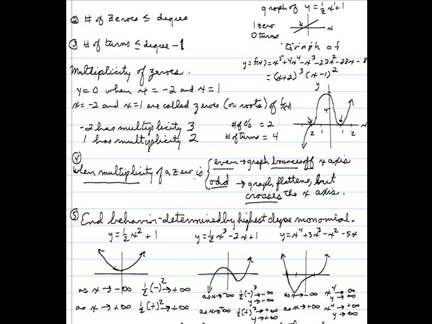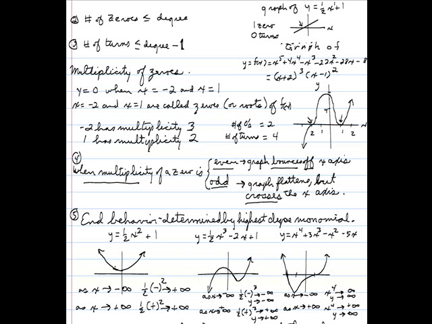It says when the multiplicity of a 0 is even, the graph bounces off the axis. So here's our 0 of multiplicity 2. The graph bounced off the axis. When the multiplicity of a 0 is odd, the graph flattens but crosses the axis. So here was our 0 of multiplicity 3. The graph came up, it kind of got flat, but then it crossed over the axis.